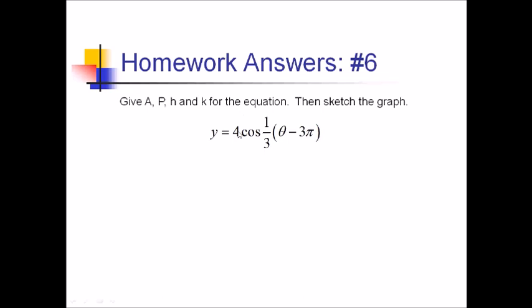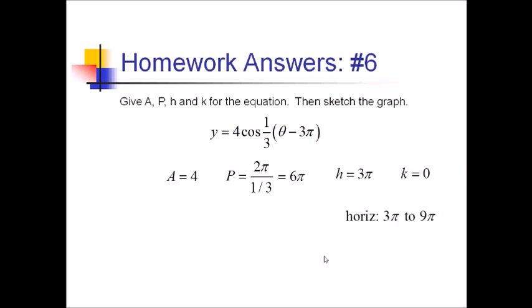For graphing number 6, let me get my amplitude and all those other things. So a value is 4. We have a b value of 1/3. So the period is going to be 2 pi over 1/3, which gives us 6 pi. H value is going to be 3 pi, picking that out from this parentheses here. K value is an invisible 0. So let's see here. Horizontally, we're going from the h value of 3 pi to whatever h plus p is. So that would be from 3 pi to 9 pi.